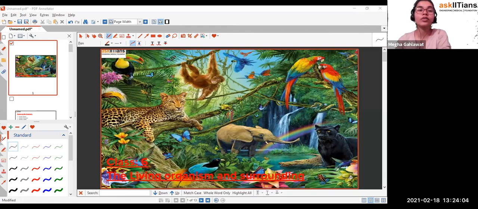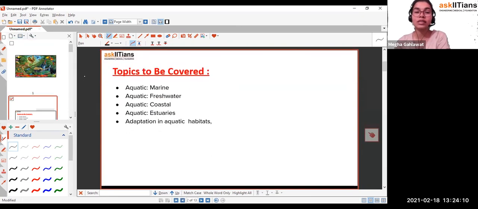So now we are going to start with the rest of the chapter in this particular session, and we'll be covering topics such as the aquatic ecosystem, or not ecosystem per se, the different kinds of aquatic habitats which are found. We have the marine, we have the freshwater, coastal, estuaries, and the different adaptations.